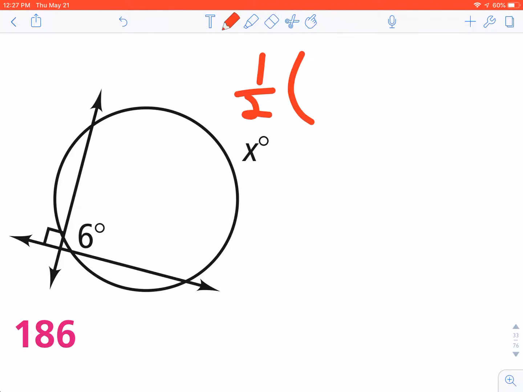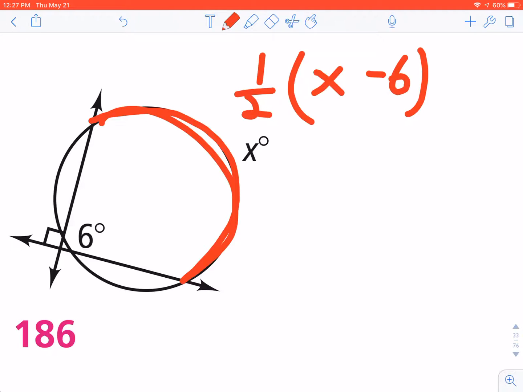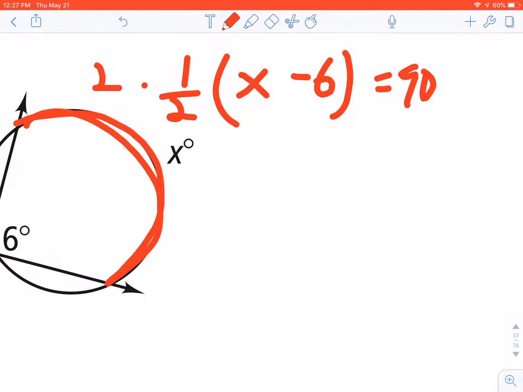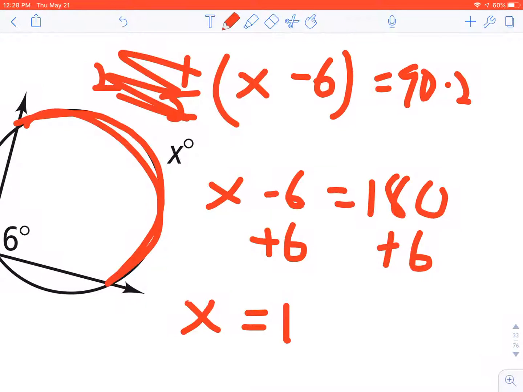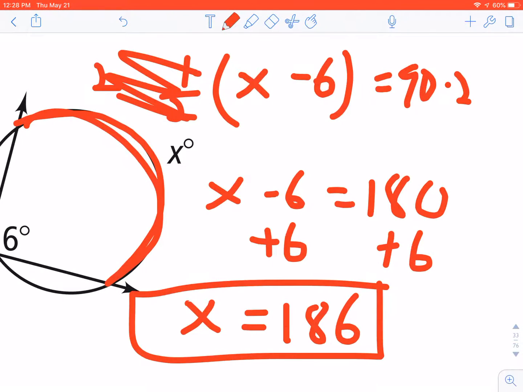1/2. Now, your big arc in this case is clearly given to us as simply just x. So there's no need for that 360 minus or 220 minus x business. So it's simply just x minus 6, and then it equals the measurement of the angle created. Well, the measurement of the angle created is 90. So 1/2 of x minus 6. Multiply both sides by 2. Those cancel. X minus 6 is equal to 180. And add 6 to both sides. X is 186.